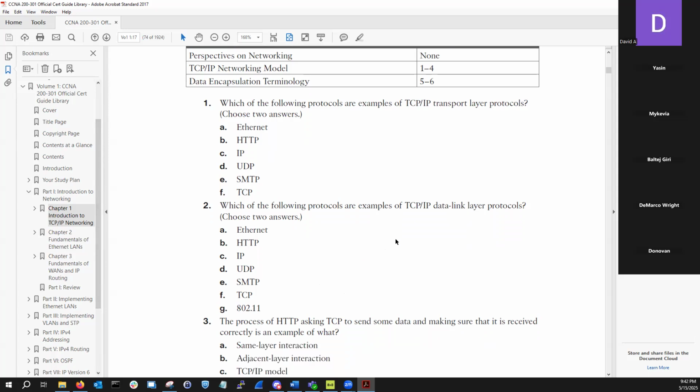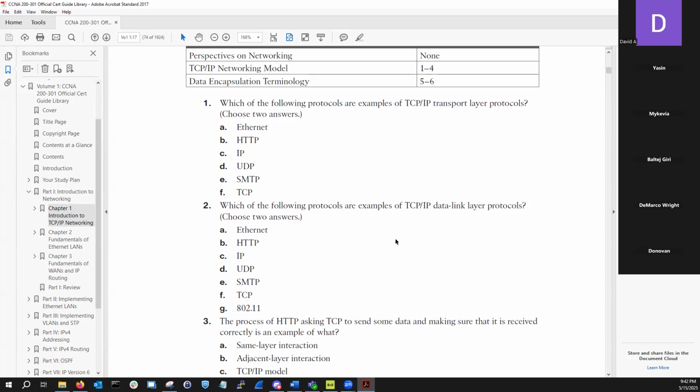Let's keep going. Question 2, which of the following protocols are examples of TCP/IP data link layer protocols? Choose 2 answers. DeMarco. And your lifeline is Yasin. Okay. The two data link protocols are A, Ethernet, and G, 802.11.